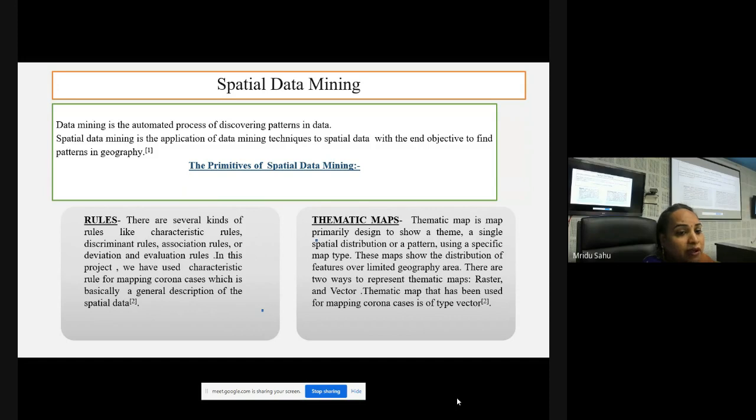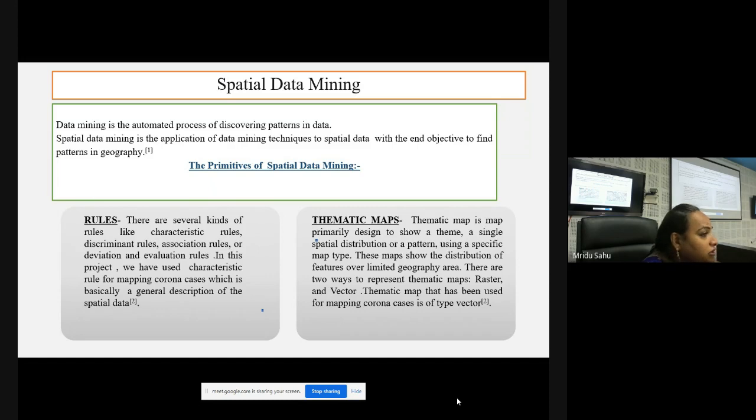So spatial data mining is an automated process of discovering patterns in the data. What do we mean by patterns? For example, if there is a dry zone, then there are some different patterns. If the land is full of water, then different patterns. If we want to extract information from inside the earth, or below the land, then the pattern will be different. So pattern is a key thing for analyzing anything.